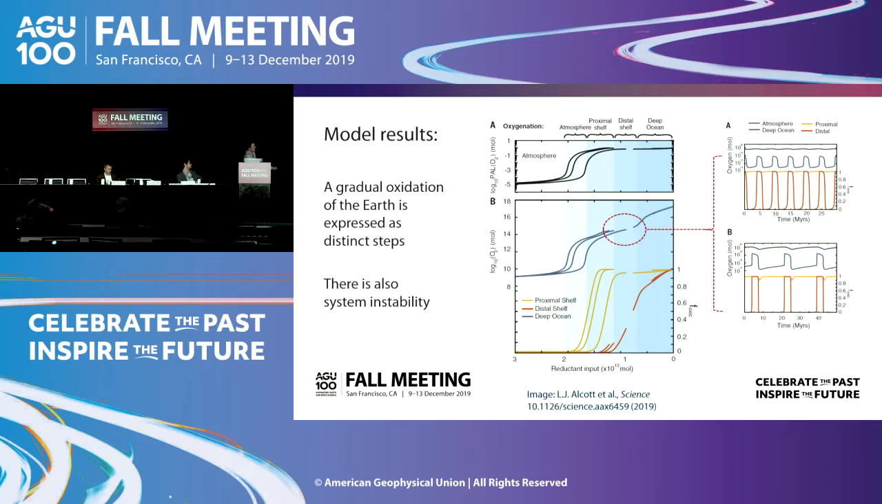So this represents an old planet, lots of reductant coming in. This represents a young planet, much less. And as you move from one to the other, you get an oxygen increase in the atmosphere, stepwise increases in the different areas of the continental shelves, because this is when those nutrient cycle feedbacks kick in and rapidly oxygenate.